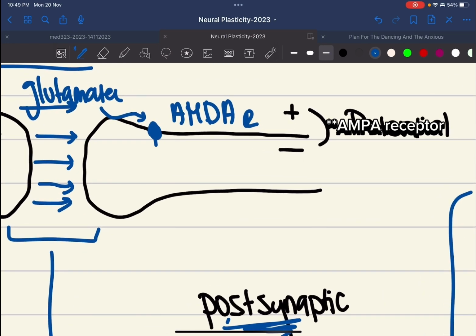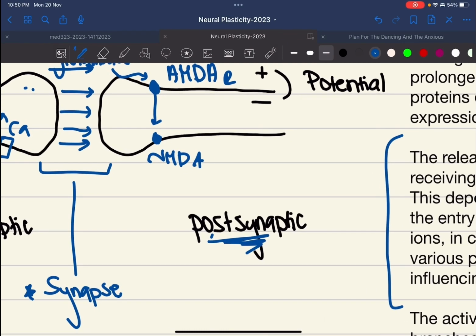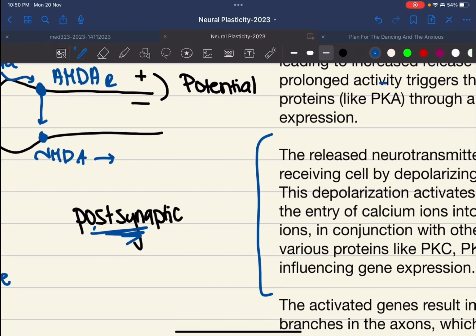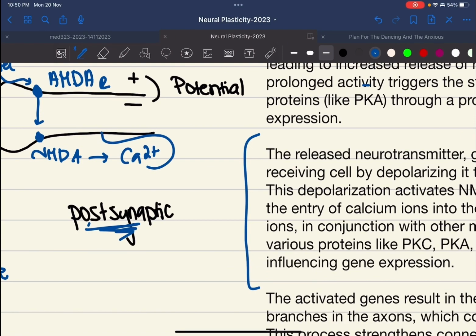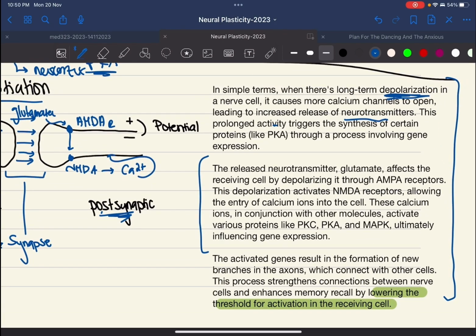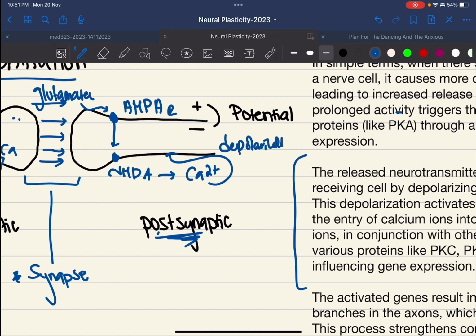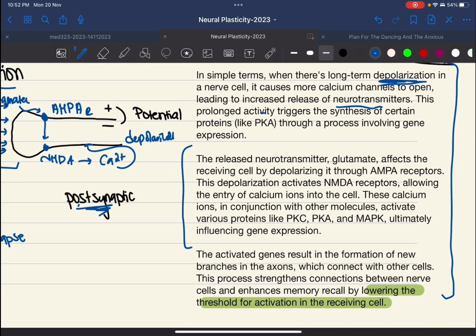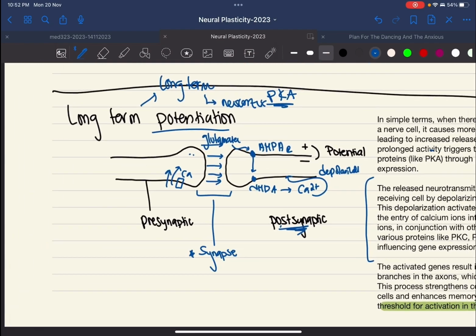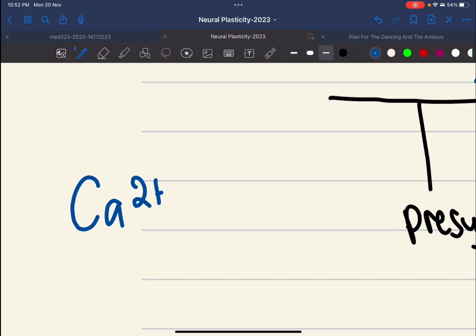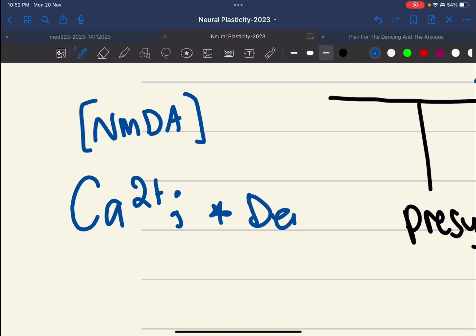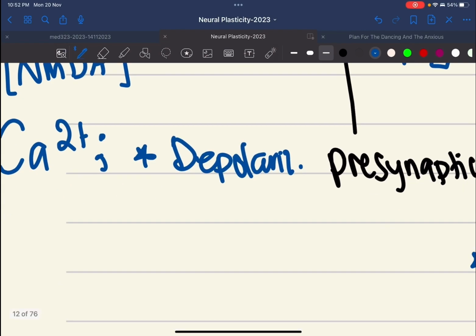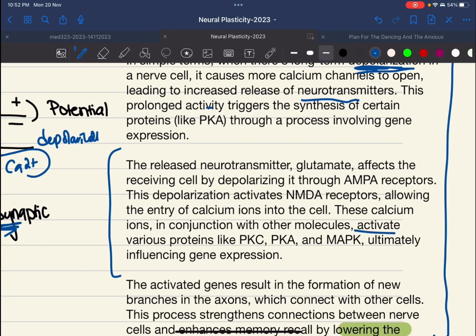Okay, and this binding triggers the NMDA receptor. And this NMDA receptor stimulates even more calcium to depolarize the postsynaptic cell. And what this does is that it strengthens the synaptic connection even more. So it doesn't stop there. These calcium ions actually have two main functions. The calcium ions that are stimulated by the NMDA receptors not only prolong depolarization, they also activate proteins like PKC, PKA, and MAPK.